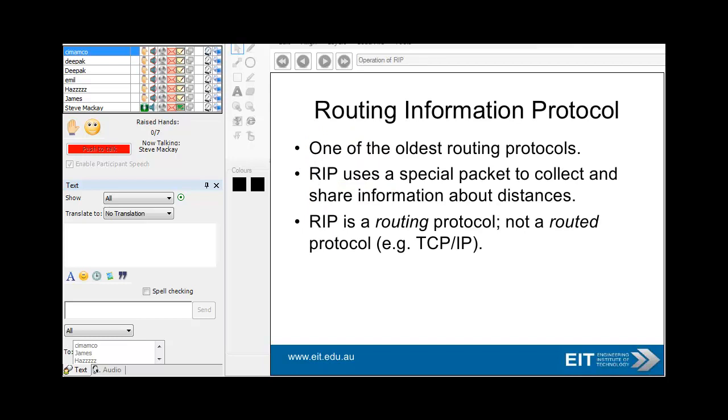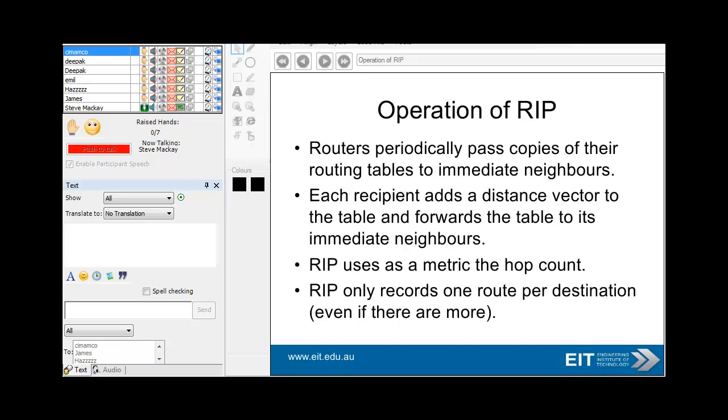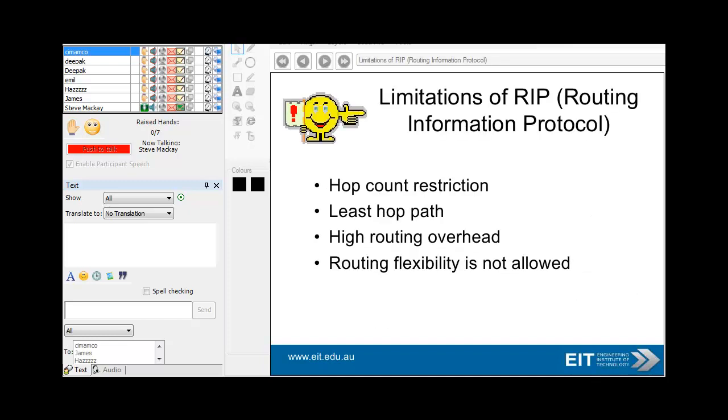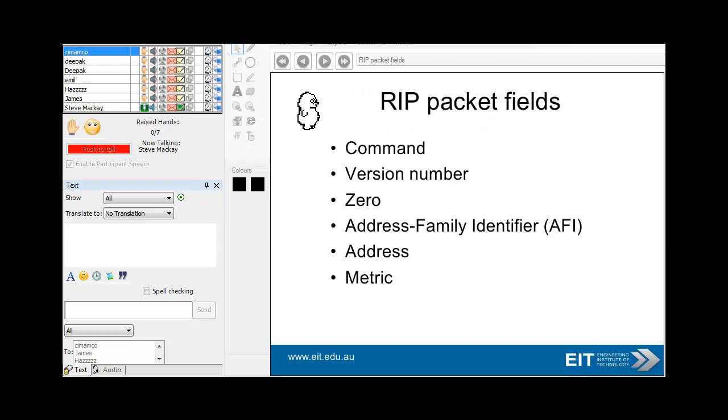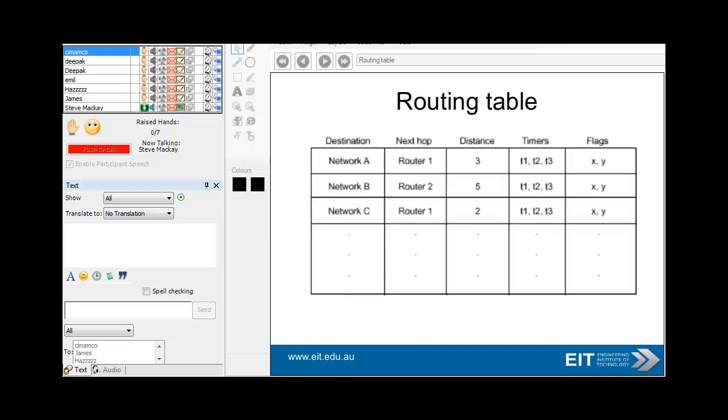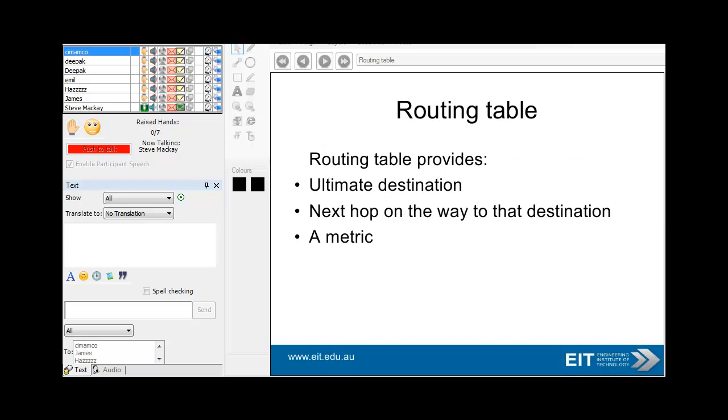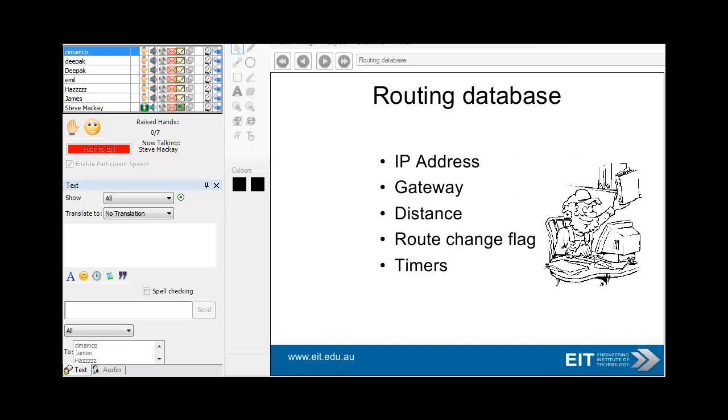So routing protocols, as I said before, RIP, distance, and then IGRP and OSPF, probably the most famous ones. Routing Information Protocol, RIP, where you pass copies of your tables. Limitations are hop count is every time you go through a router, that's a hop. It's fairly inflexible, but for simple networks, pretty effective. So this is the RIP package. Not going to worry too much about this routing table. Routing database basically contains your IP address, the gateway, distance, route change flag, and then timers.